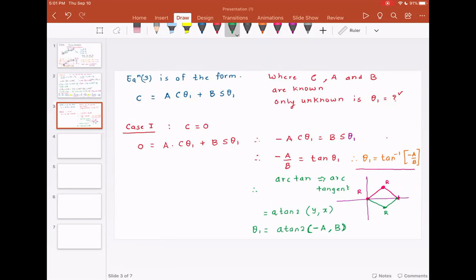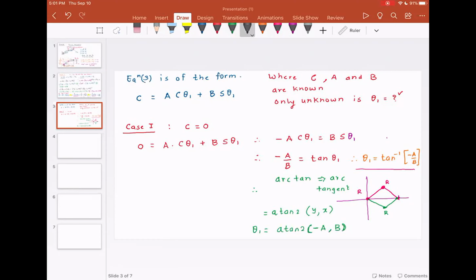Everyone understood this? Now let me discuss case 2, which is more interesting and slightly convoluted. But before I go to case 2, I just want to make sure that everyone understood how to solve this problem. Any questions? Okay. Now, is this the only way to find theta 1? And the answer is no.